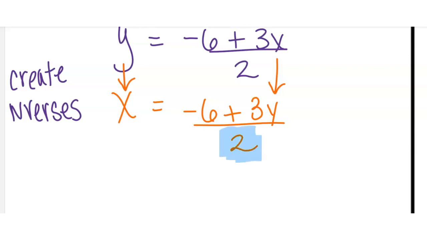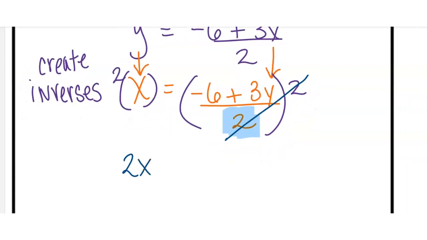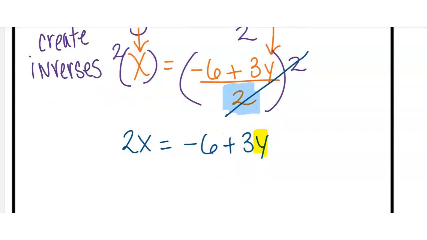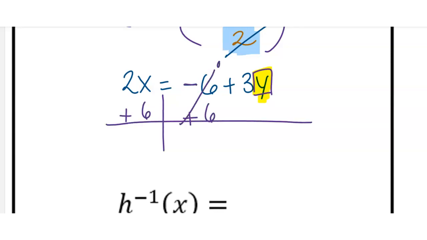So we're going to multiply this whole thing times 2, and then the whole left side times 2. By doing that, these two cancel, and we end up with 2x is equal to negative 6 plus 3y. And we use inverse operations to isolate our y. Here we're subtracting 6, so the inverse is adding 6, gives us 0. We can't add 2 x's with 6, so we write the expression to represent it.